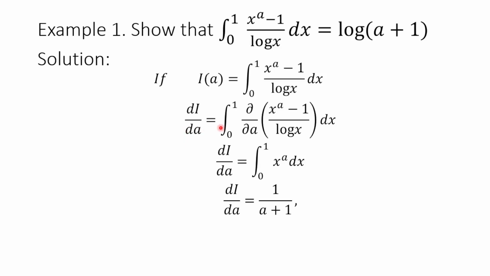dI by dA is equal to integral 0 to 1. Now we are differentiating with respect to a. When we differentiate under this integral, that derivative becomes partial, delta by delta a of this function x to the power a minus 1 log x. Derivative of x to the power a minus 1 log x will be x to the power a into log x. The log x is a constant, so its derivative is going to be 0. So what will remain is only integral 0 to 1 x to the power a dx, as this log x and one more log x from the derivative of x to the power a are getting cancelled. So now dI by dA is equal to 1 upon a plus 1 after putting the limits of integration.